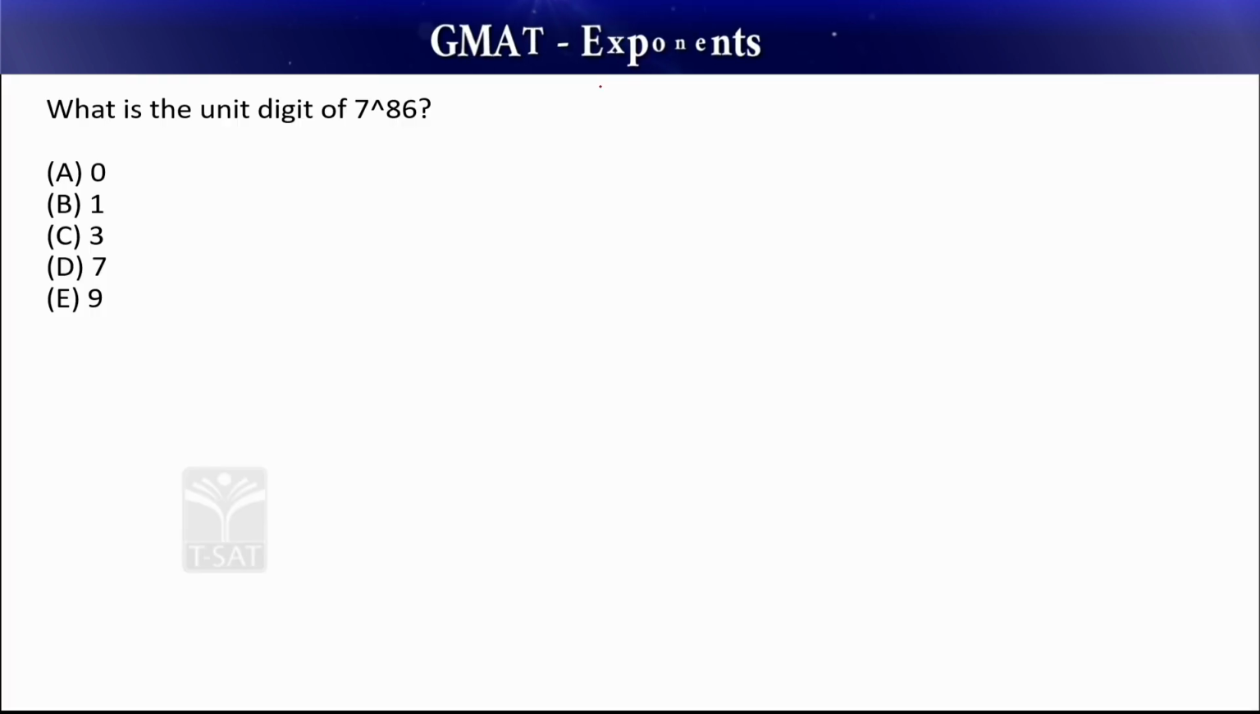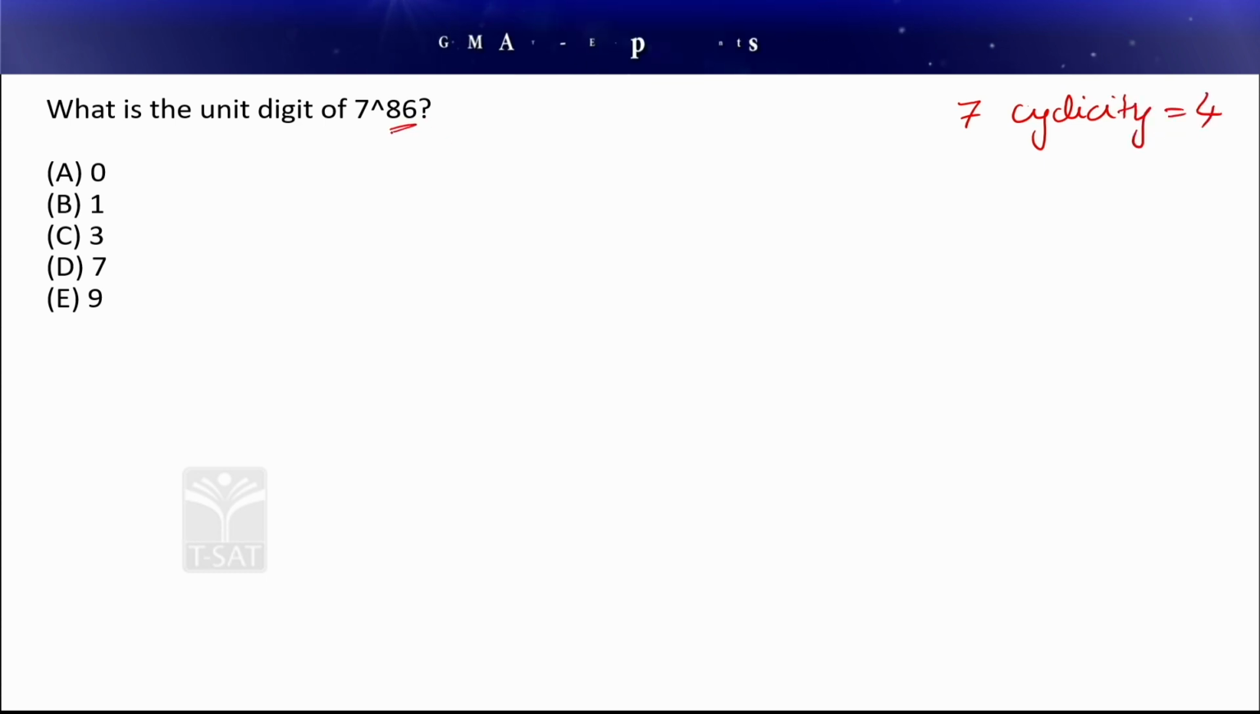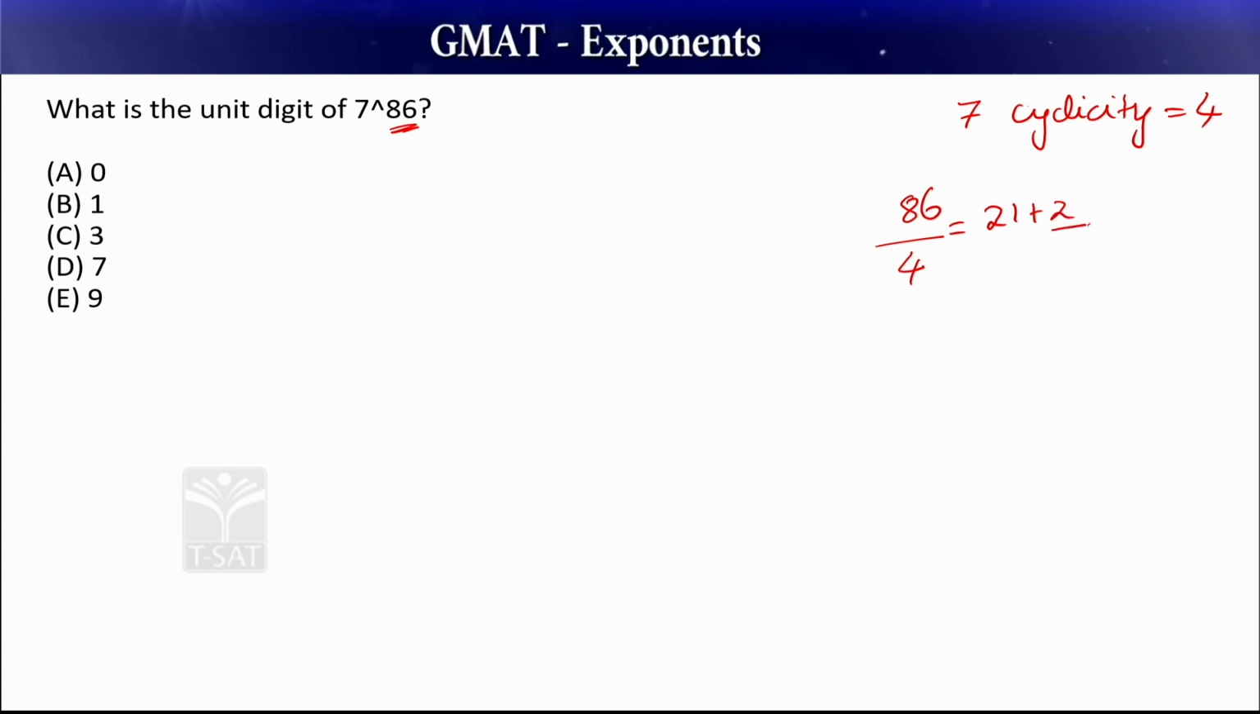Let's begin with the next question. What is the unit digit of 7 raised to 8 to the power of 6? We know that 7 has a cyclicity of 4. So what you have to do is look at the power, 86, divided by 4. So you will have 4 21s are 84, plus a remainder of 2, divided by 4.